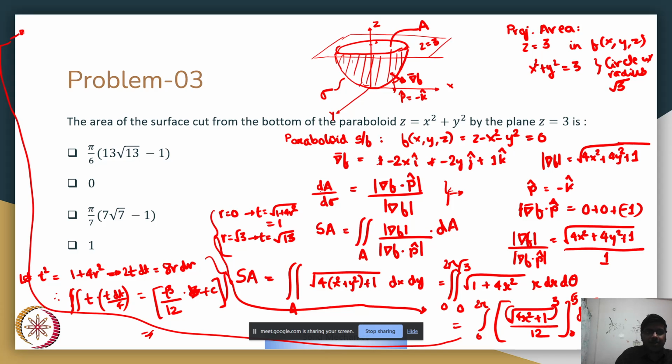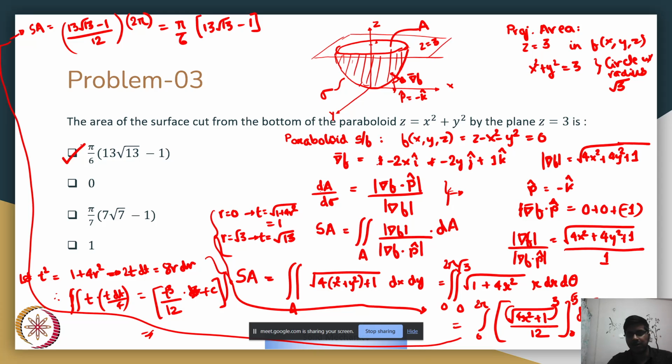So here, this is nothing but 13 root 13 minus 1 by 12 into integral of d theta over 0 to 2 pi. So into 2 pi, which is pi by 6, 13 root 13 minus 1, which is the first option. Slightly involved in terms of computation, but the basic principle is quite simple.